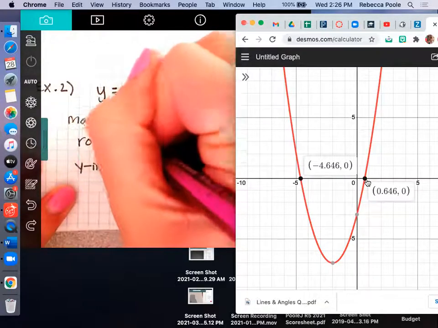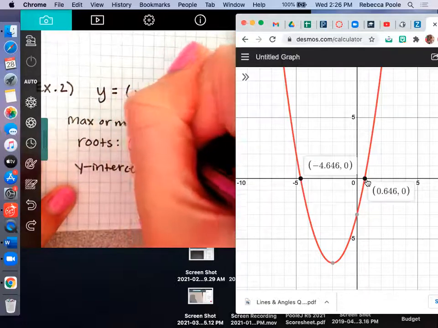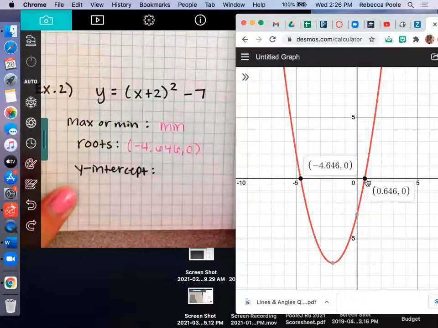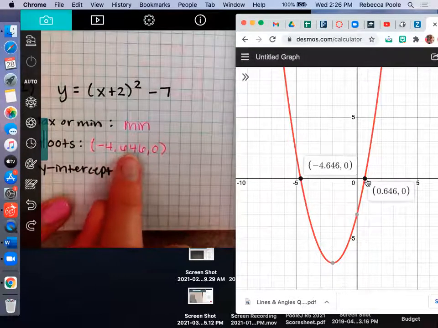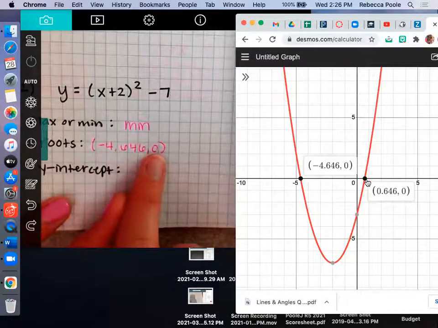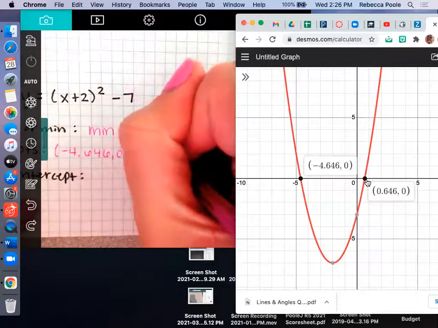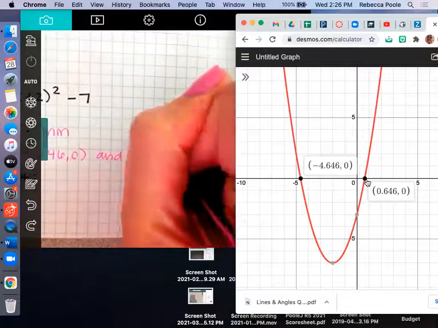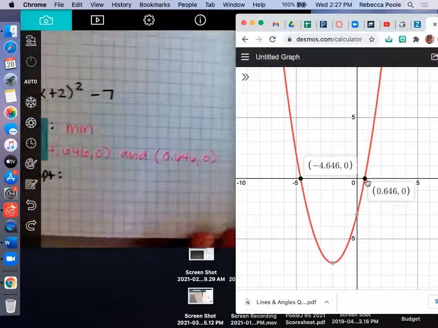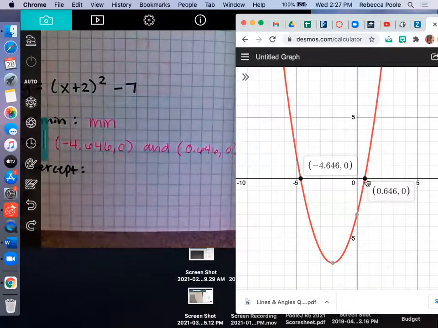All right. We're not rounding. I'm going to wait till y'all are with me. I'm not going to round because it doesn't say to. I'm going to write exactly what it says. So there's the first one, negative 4.646, comma 0. And the second one, 0.646, comma 0. So there are two roots.